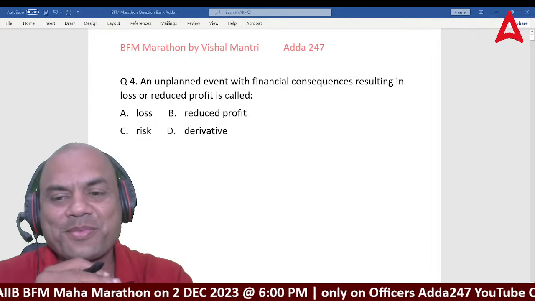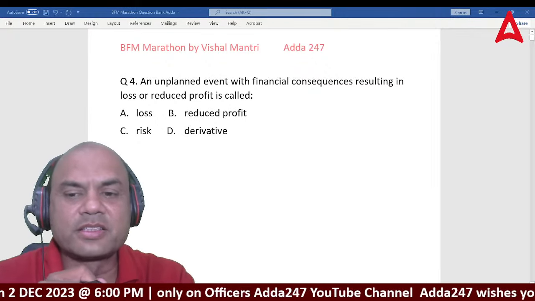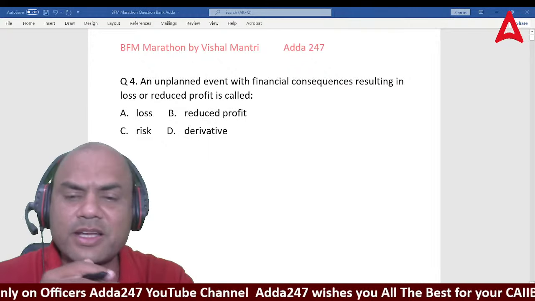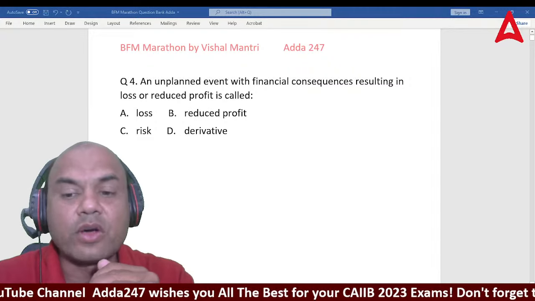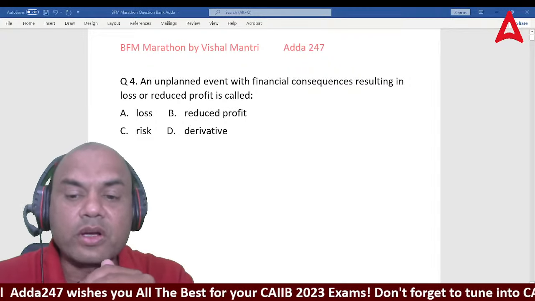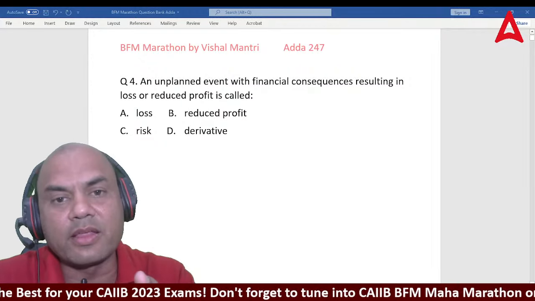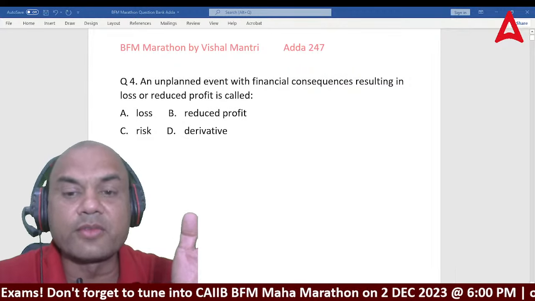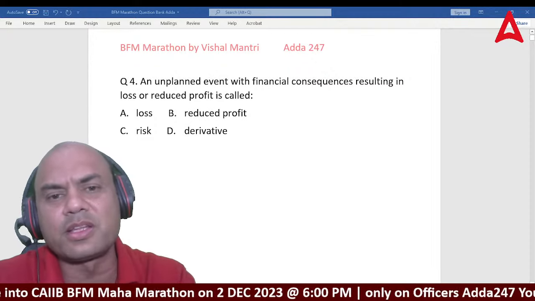Somebody stands in front of a running train. Is it a risk or not a risk? It is no risk. It's not a risk at all. Why? Because you know that person is going to die. If somebody is jumping from the 5th floor or 10th floor, you know there's no risk involved in it.